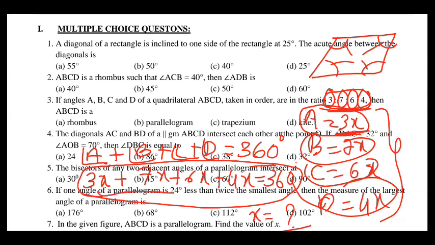इसका sum क्या रहेगा बेटा? 3x plus 7x plus 6x plus 4x. Laiba, what is it? 6 plus 4, 10, 10 plus 7, 17, 17 plus 3, 20. It is how many x? 20x. 20x is equal to 360 degree, correct?